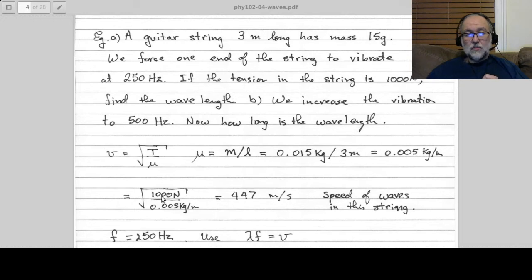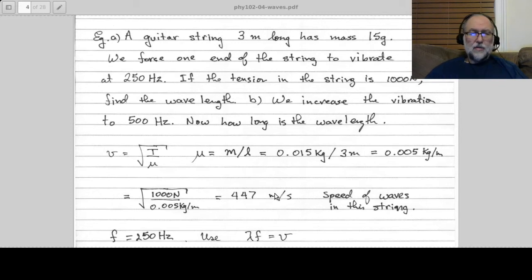So if you just plug in here for the tension, 1,000 newtons, and for the linear mass density, 0.005 kilograms per meter, that's going to tell you that the velocity of waves in this string is 447 meters per second. So that's the speed of waves in this particular string. And this is kind of typical for these problems.